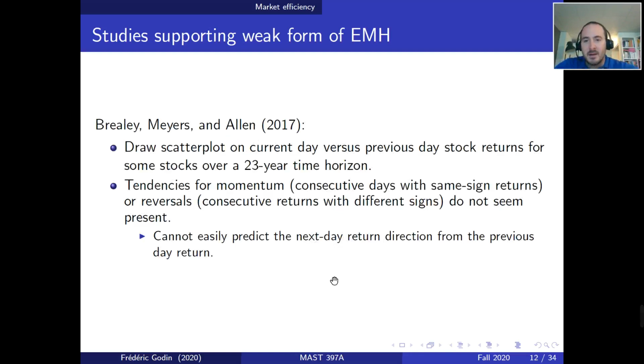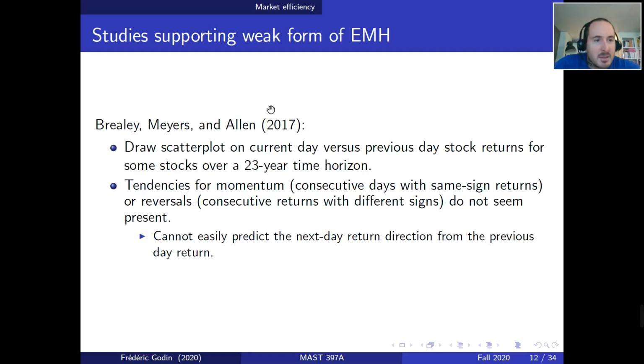In a more recent study, Brealey, Myers, and Allen in 2017 drew scatter plots of the return on a stock on a given day versus the return of the stock on the previous day, for many stocks and for a large time horizon. The data set covered 23 years of data. They tried to look for a pattern between the return of a given day and the return of the previous day, and they didn't identify any clear pattern. They found no tendencies for what we call momentum.